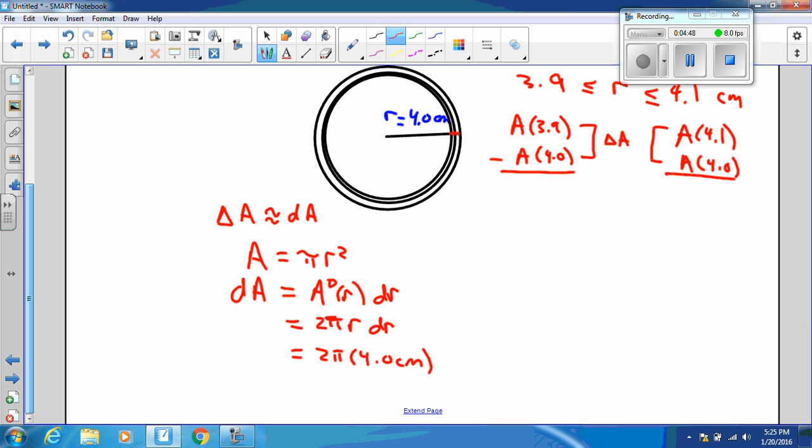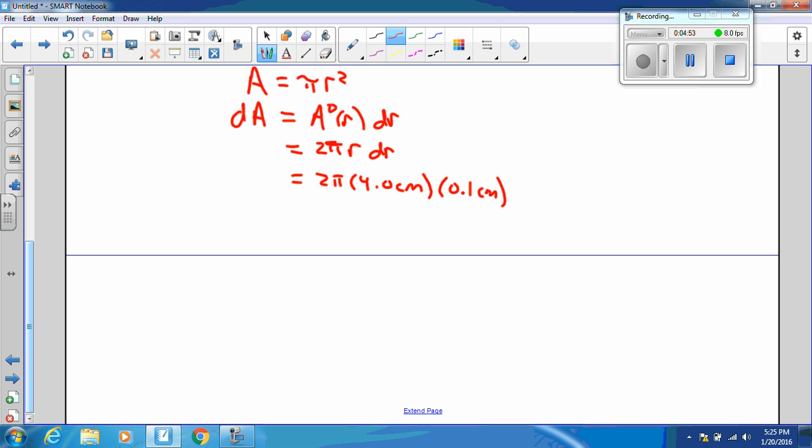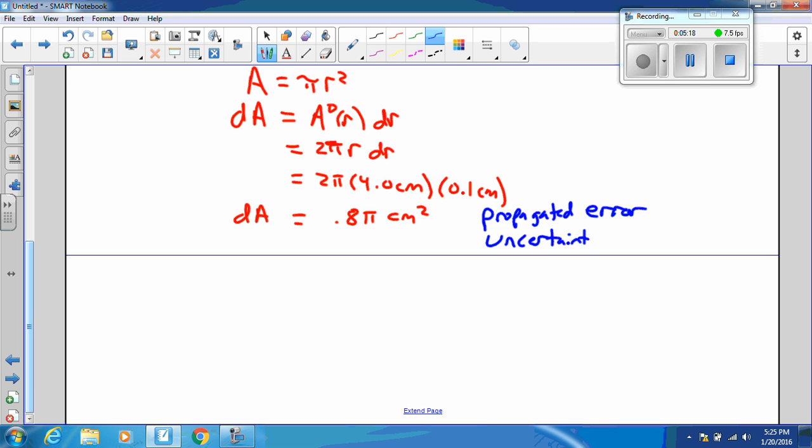So if I now plug in, then what I get is plus or minus 0.8 pi centimeters squared, which is the differential change in the area, which we're going to call the propagated error, or the uncertainty in the area.